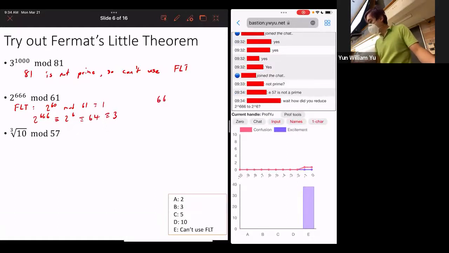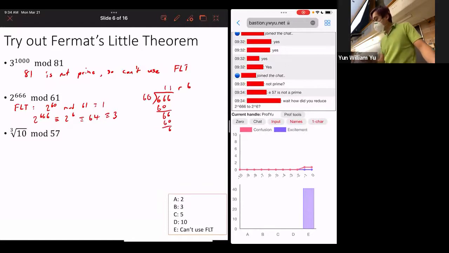Let me go back to the previous one since there was a question. 666 divided by 60 is 11, with remainder 6. Okay, but yes. So for this next one here, notice that 57 is not prime. Okay, great. So you guys are certainly double checking these things now. Make sure you pay attention to this.